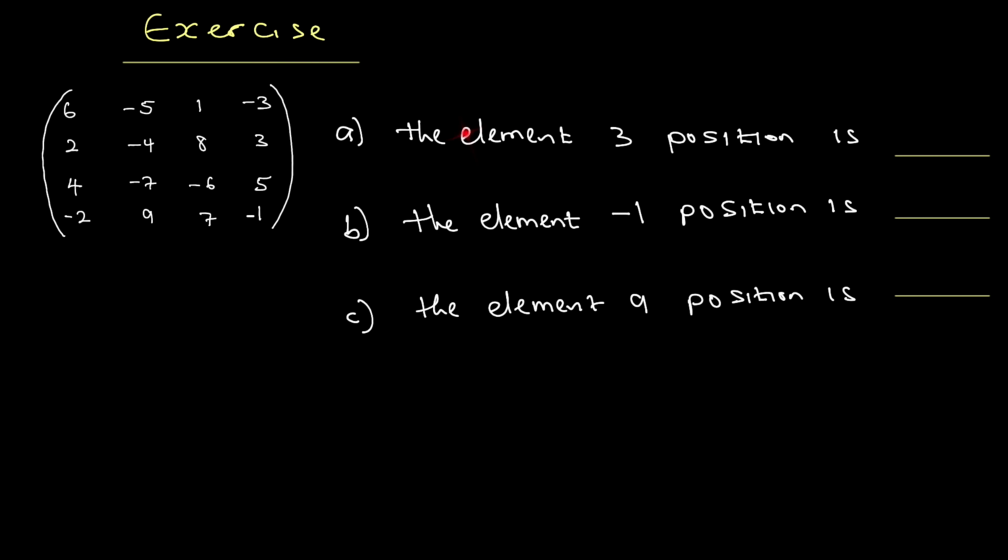Pause and answer these questions. Question A is asking for the position of the element 3. The first row positions are A11, A12, A13, A14, then A21, A22, A23, A24. So that position is A24. Question B is asking for the position of element -1. The element -1 is here. This is A44. Question C is asking for the position of element 9. This is 9 here. That would be A42.